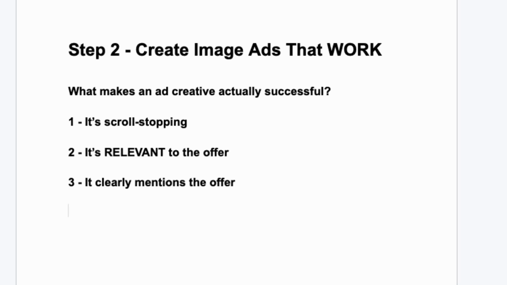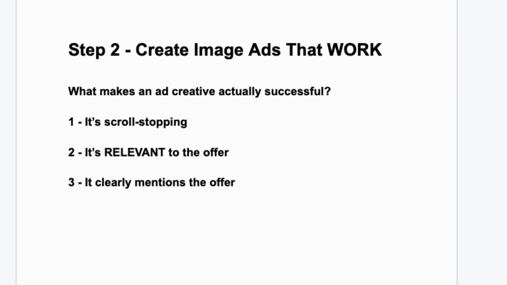There are 3 simple variables that make ads extremely successful when it comes to the creative and how we are structuring this image. So what makes an ad creative actually successful? 3 simple variables. 1, it's scroll stopping. This means that when the user is scrolling through the Facebook newsfeed, it stops the eye because it looks different and it has certain components within the structure of the image that make you want to stop and take a look.